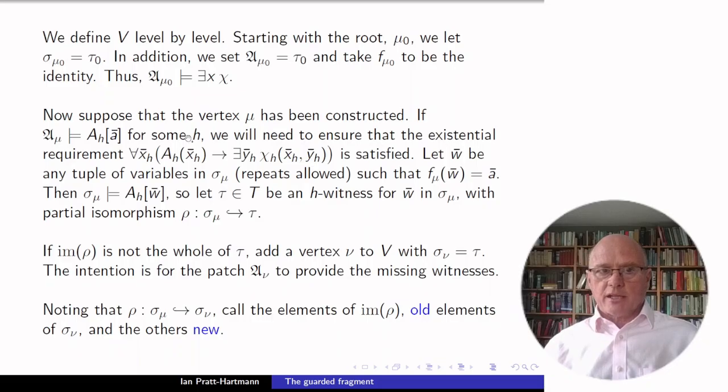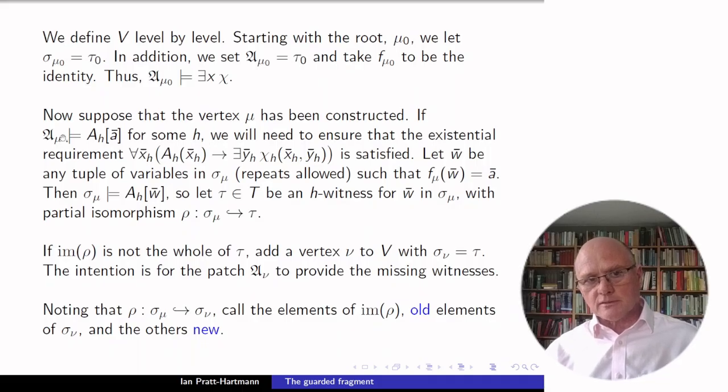If, for some h, there is a tuple A bar in the structure associated with that vertex, such that A bar satisfies the conditions on the hth witness requirement, then what we're going to do is add some elements to the whole structure that we're creating, which will serve as witnesses.